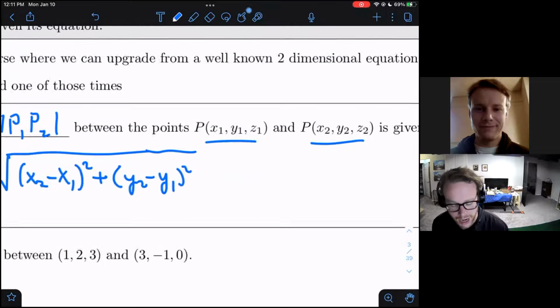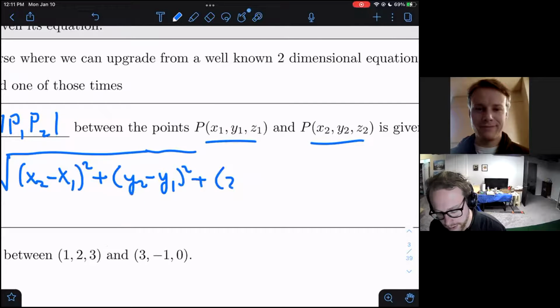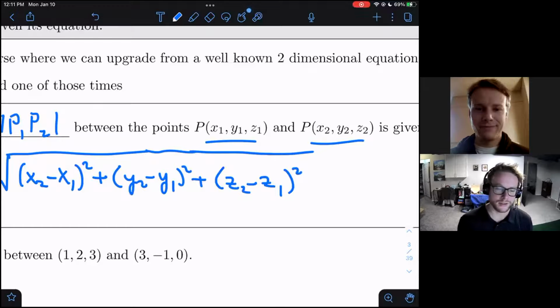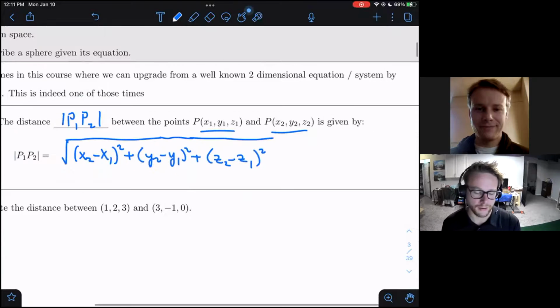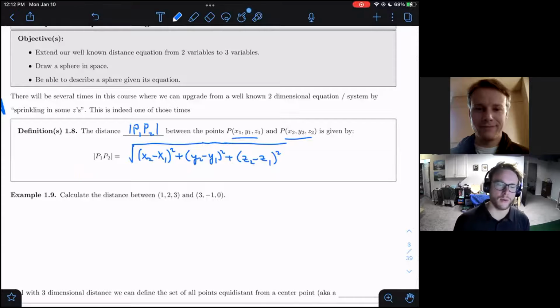As you would probably guess, the way to get this into three dimensions is that we're also going to take into consideration these z coordinates. So we're going to do z2 minus z1 quantity squared, add that on to the mix, throw it under the square root with the rest of them, and this right here will indeed be correct for a three-dimensional distance equation.